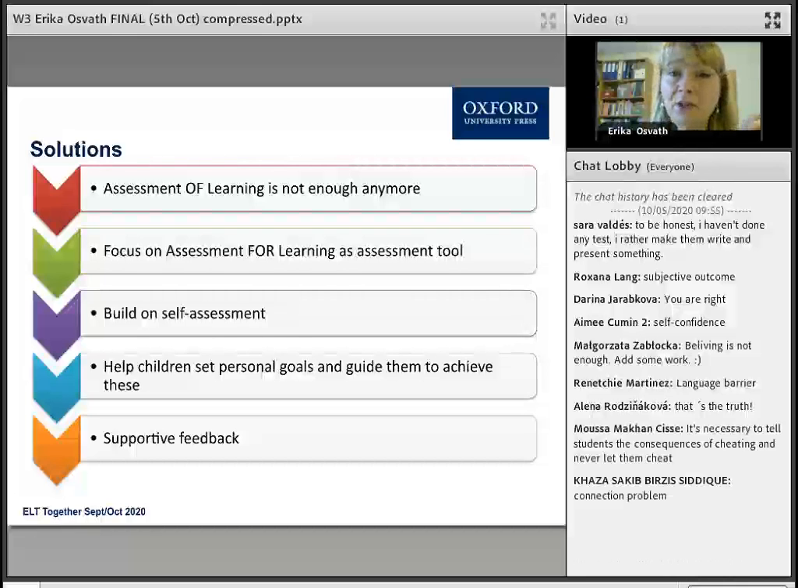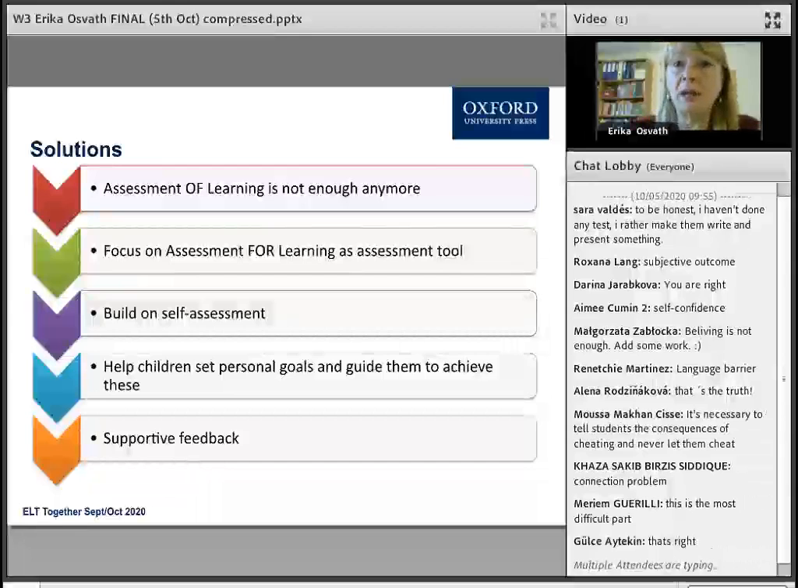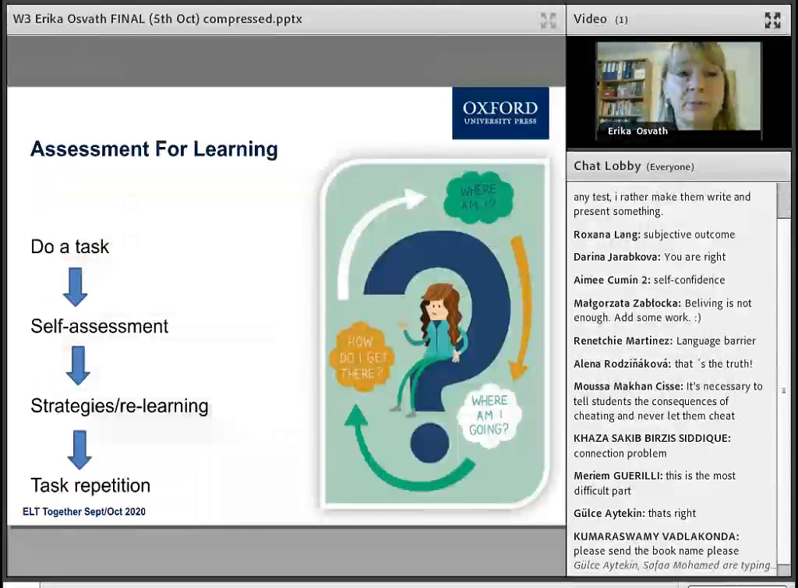We also need to build on self-assessment a lot, where students reflect on their own abilities and we make sure that we build enough confidence. Also, help children to set personal goals and guide them to achieve these personal goals, and give them enough support in this process. So let's look at what assessment for learning is.